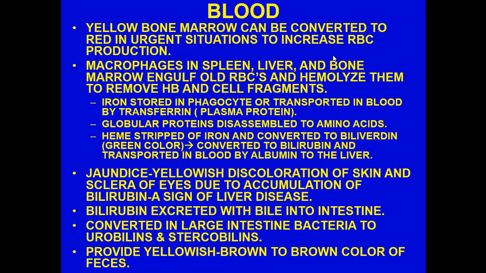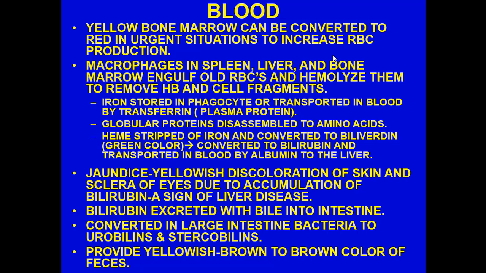Macrophages in the spleen, liver, and bone marrow engulf the old RBCs and hemolyze them to remove the hemoglobin and cell fragments. From the hemoglobin, iron is stored in phagocytes, or it will be transported in blood by transferrin. This is a plasma protein. Globular proteins are disassembled to amino acids. Now, the heme is stripped of iron and converted to biliverdin. This has sort of a greenish color. It is eventually converted to bilirubin and transported in blood by albumin to the liver.